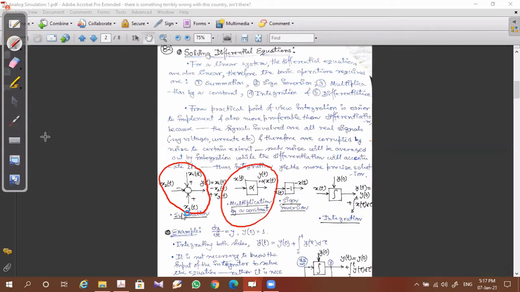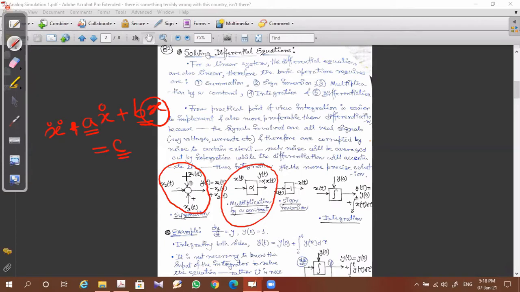Just suppose we have a differential equation x double dot plus a x dot plus b x equal to c. So this a, b, and c are the constants or the coefficients of this differential equation. And this x is a variable of interest. So we need to find the value of x by solving this differential equation.